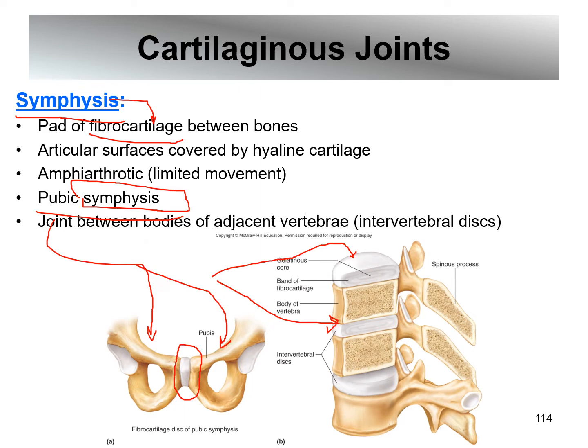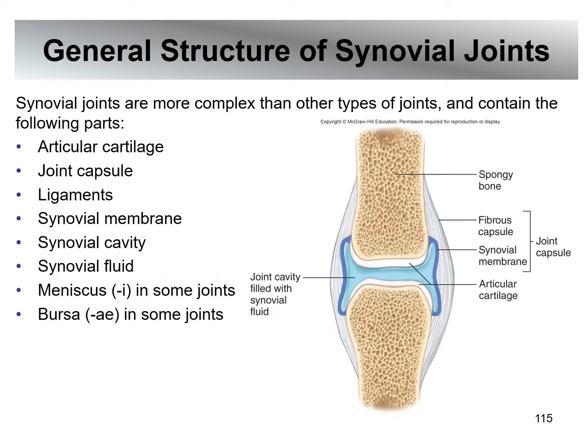Now, from there, we get to the star of the show, the synovial joints. With these, there's not a lot that I expect you to know. I'm not going to have this picture, but if I did, I would expect you to know certain things. First, there is a joint capsule. The joint capsule is made up of two layers, a fibrous capsule and the synovial membrane.